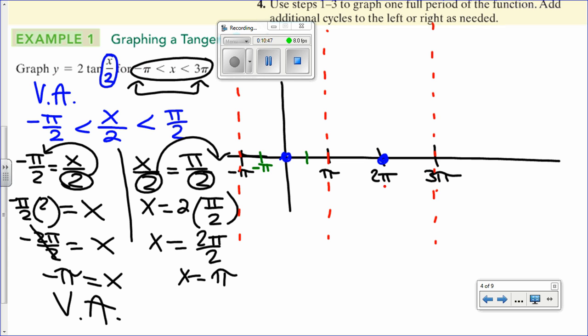Not pi over 4, pi over 2. And what about the one on the right side? Pi over 2. Pi over 2. Wow, you guys are so smart.